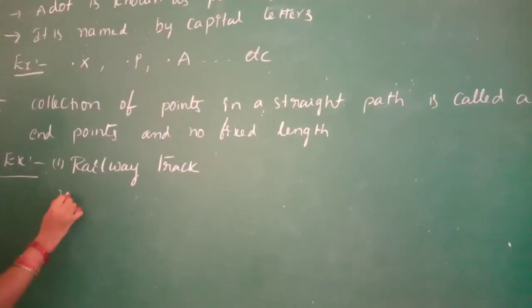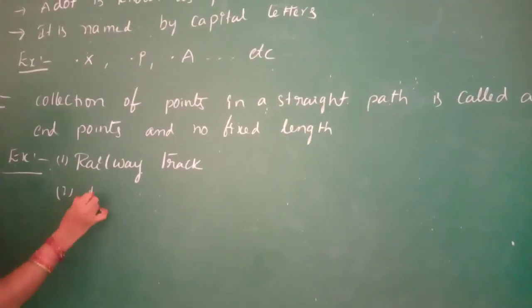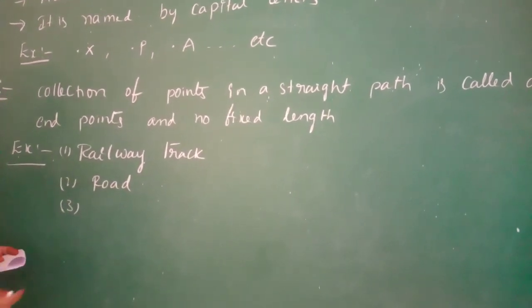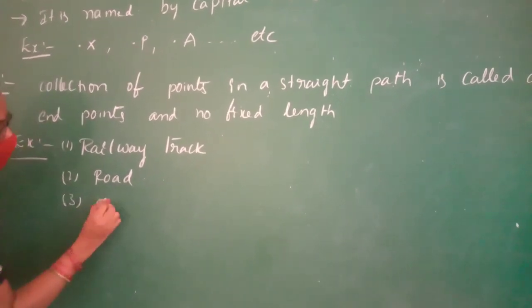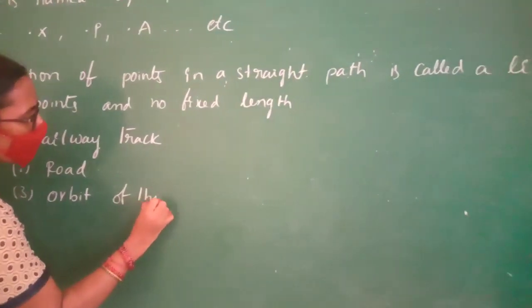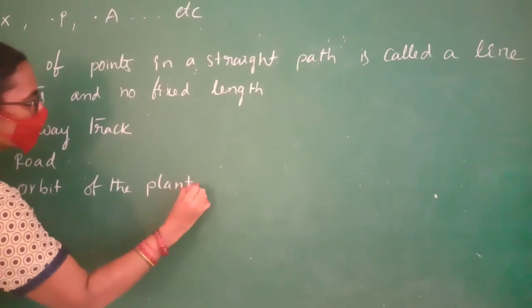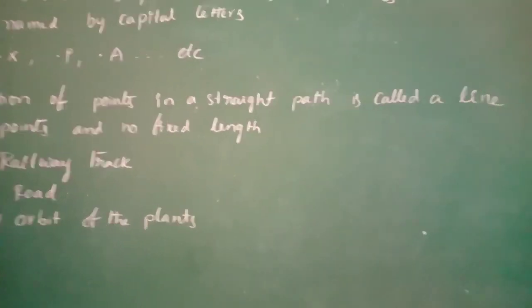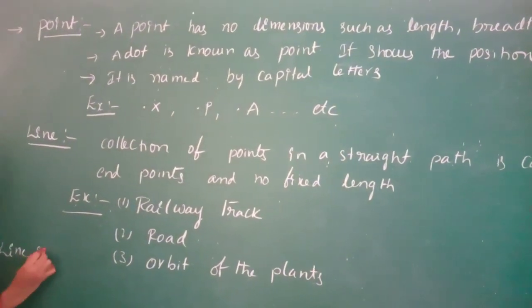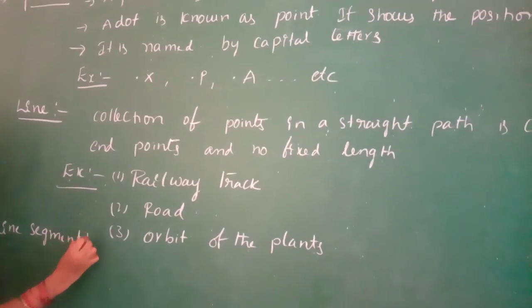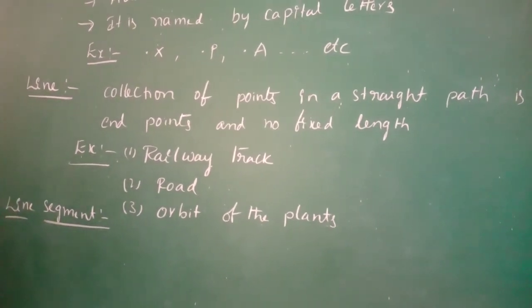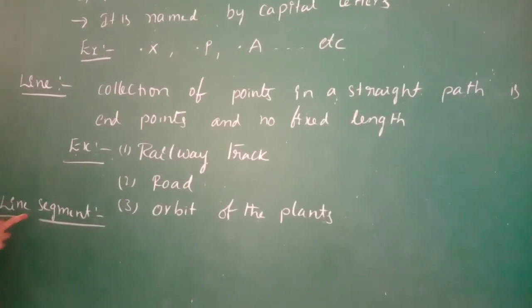And road. And path of orbit of the planets. Okay children. Next, what is a line segment? Do you have any relation between line and line segment?